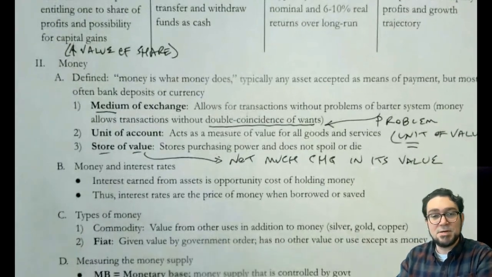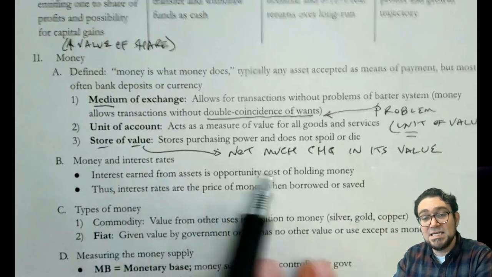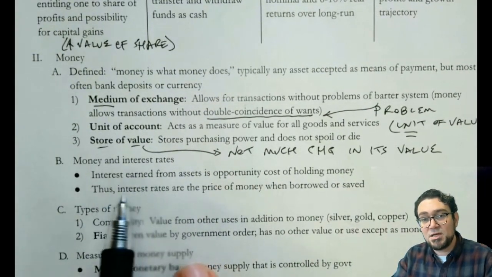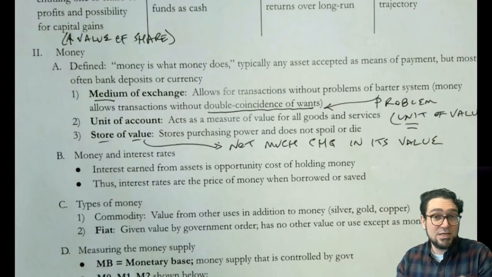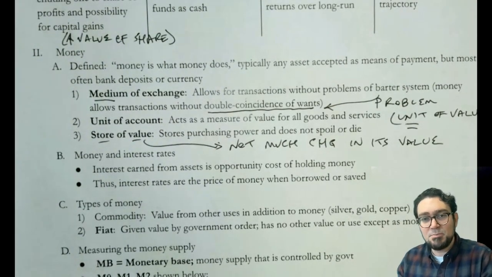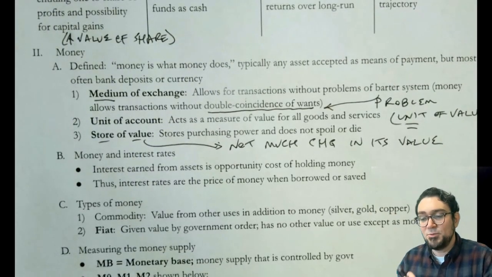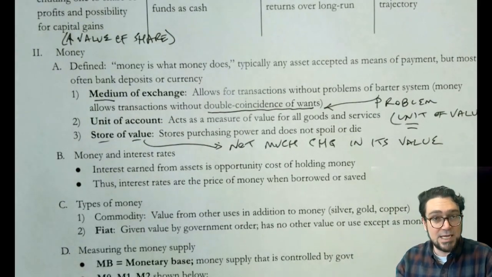Now, a couple other things about money to know. Money and interest rates. Generally speaking, we'd say that interest is the opportunity cost of holding on to money. And so when we talk about the price of money, if I were to borrow it or lend it to someone, we refer to it as interest rates. We'll come back and talk about bond prices and interest rates in the practice set a little bit later, because that will help you understand that the interest rate is really just the opportunity cost of holding on to money. You're giving up the ability to earn that interest.